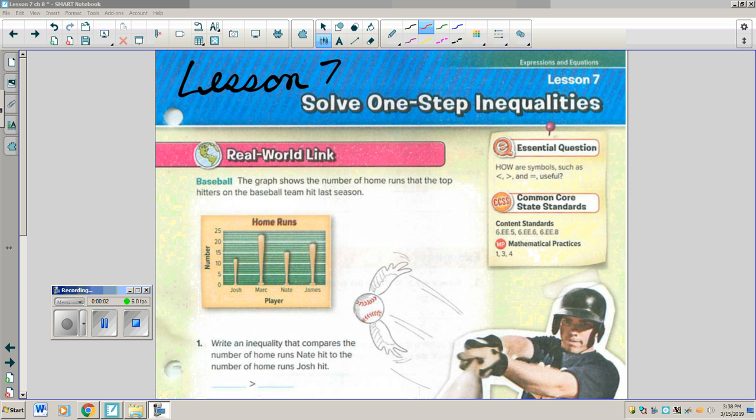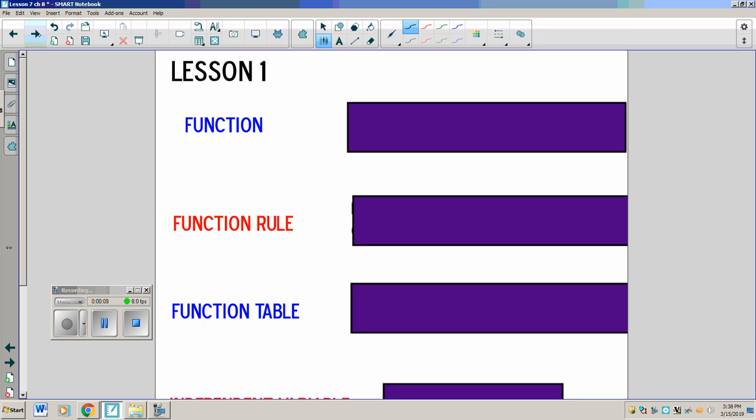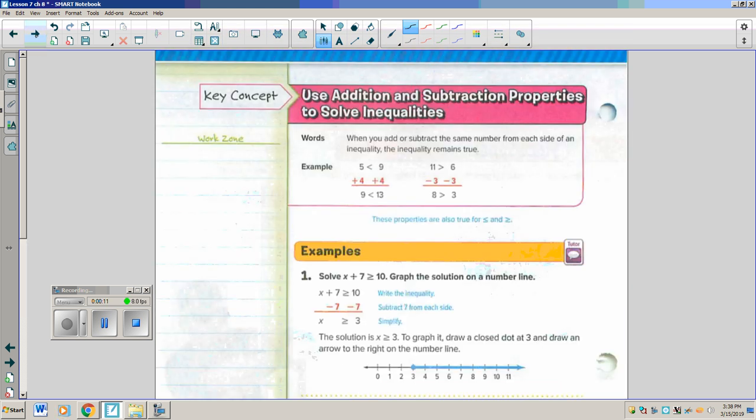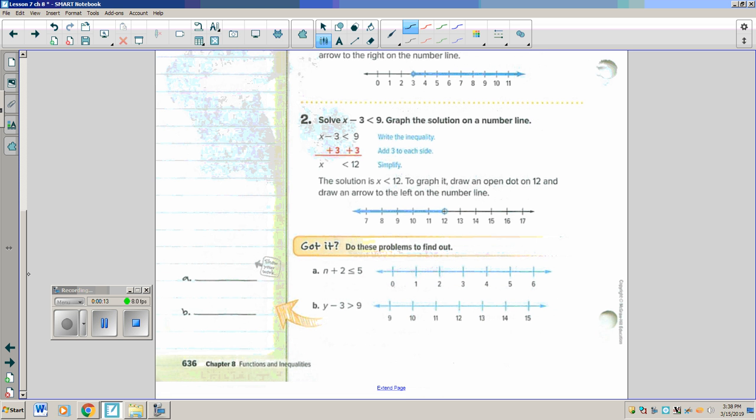Lesson 7, Chapter 8, final lesson of this chapter. We are beginning on the bottom of page 636. We are going to be graphing and solving inequalities.